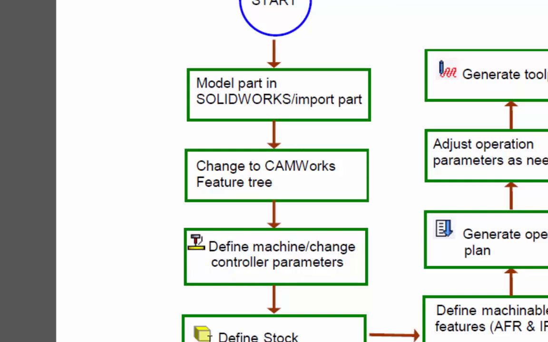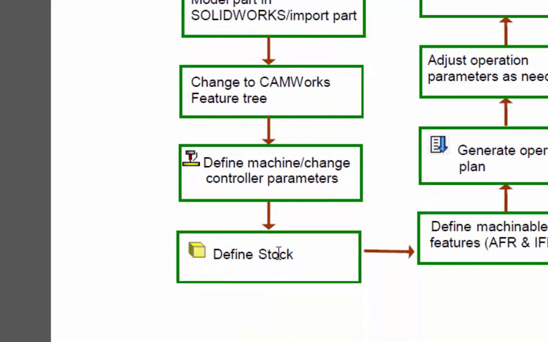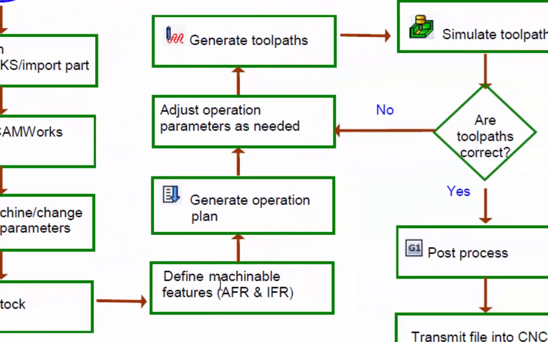After you define a machine, you have to define stock. Again, it's hard to know where to cut if you don't know what you're cutting. After you define the stock, you can define machinable features, and we'll get into what those are a little bit later. To do this, there's sort of two ways. There's AFR and IFR. AFR stands for automatic feature recognition, and IFR stands for interactive feature recognition. Automatic is, well, automatic, and interactive means that you have to pretty much do everything.